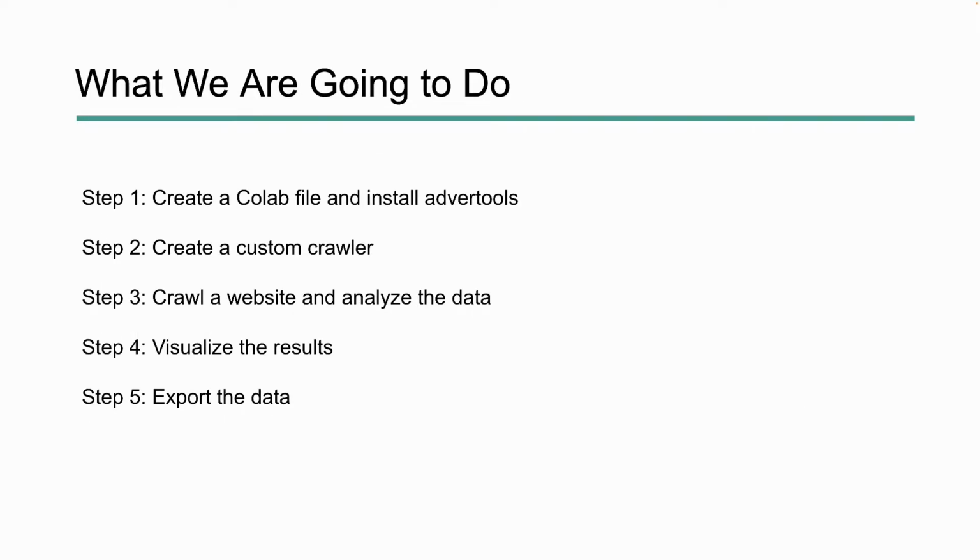So this is what we're gonna do in this video. We're gonna create a new Colab file and we're gonna install advertools. Then we're gonna create a custom crawler using advertools. We're just gonna do it the really simple way, the way they walk us through on their website. We'll then crawl and analyze the website and the data. We're even gonna visualize some of those results using another Python library called Plotly. And then we're going to export the data so we can use that data in other ways, maybe Excel sheets or reports or other things that we might need that data for. So let's go ahead over to our browser and take a look at this process.